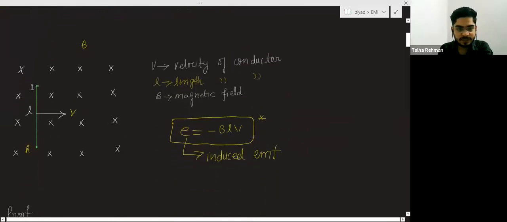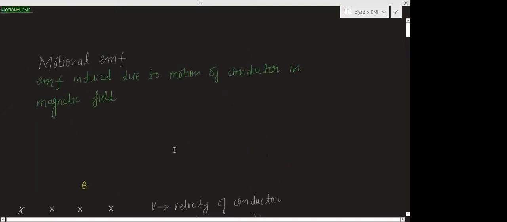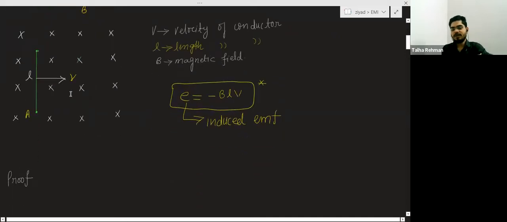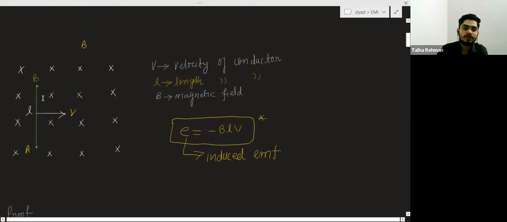This is your wire, and this wire has length L, and it is moving in a magnetic field. The induced EMF will be minus B into L into V. This is also known as motional EMF. Why? Because this EMF is induced due to the motion. Motional EMF is due to the motion of the conductor in the magnetic field. It is given by the magnetic field into the length of the wire into the velocity with which the wire, or the conductor, is moving in the magnetic field. This is wire AB; wire means you can say conductor.